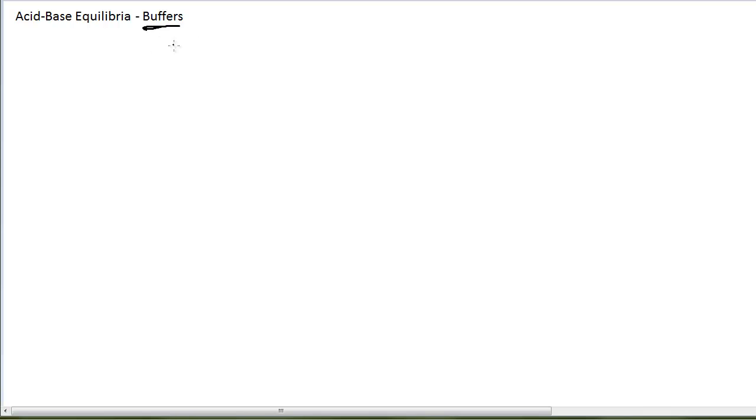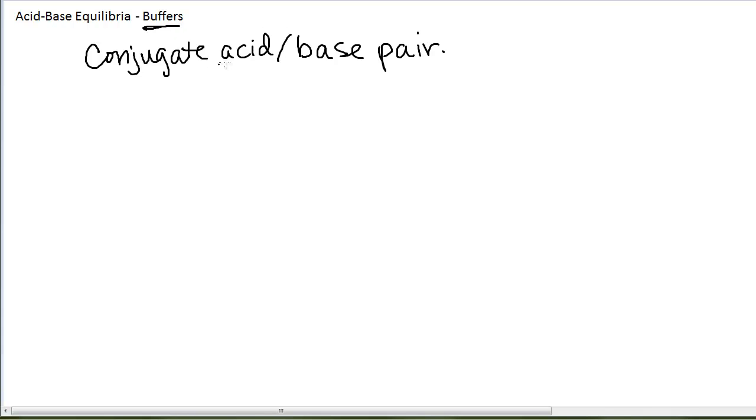And so a buffer solution is a solution that resists a change in pH upon addition of an acid or a base. Now, how does it do that? It does that by having as components a conjugate acid-base pair. If I have a solution that has both the conjugate acid and the conjugate base in it, then I have a buffer system. These have to be weak acids and bases.